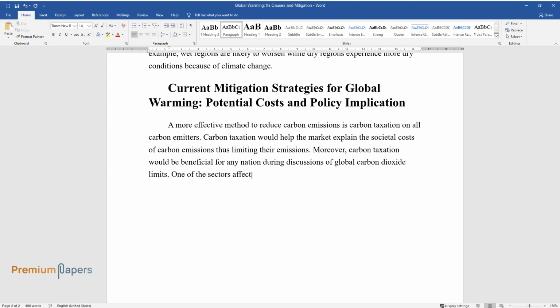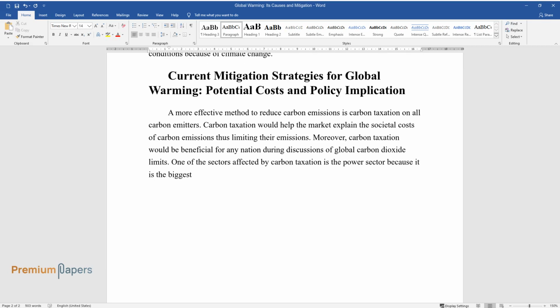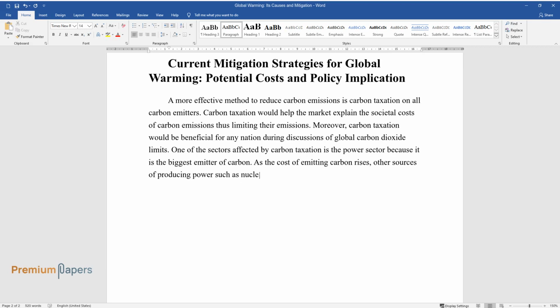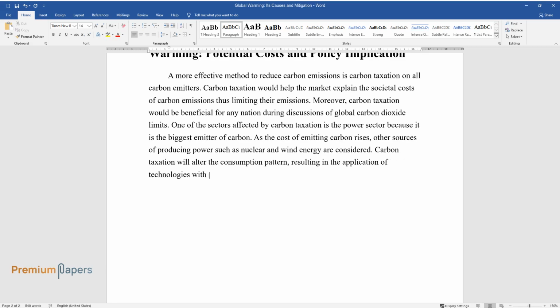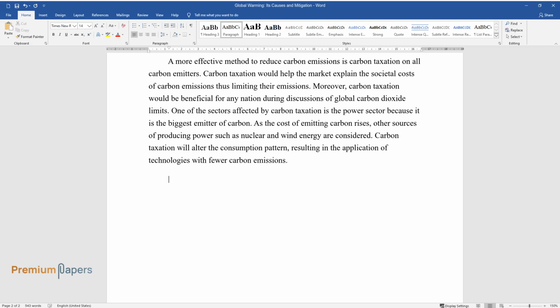One of the sectors affected by carbon taxation is the power sector because it is the biggest emitter of carbon. As the cost of emitting carbon rises, other sources of producing power such as nuclear and wind energy are considered. Carbon taxation will alter the consumption pattern, resulting in the application of technologies with fewer carbon emissions.